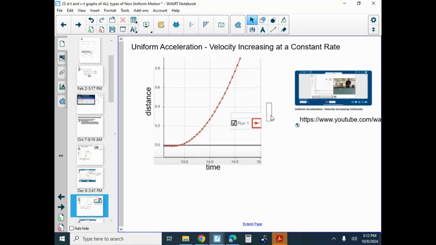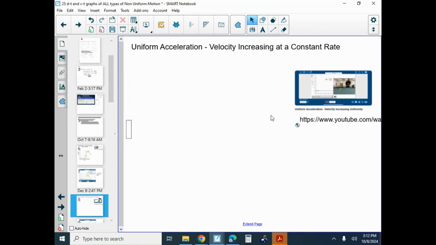we'll keep going here. So I was meant for that not to be revealed already. So let's go for uniform acceleration. But we're going to look at, so we're looking at acceleration. And so it's velocity increasing at a constant rate. So uniform acceleration. And that's velocity increasing at a constant rate. Okay, so let's see that one.